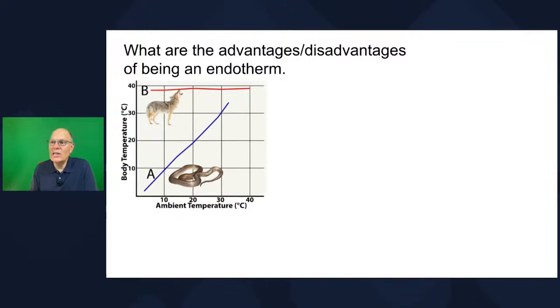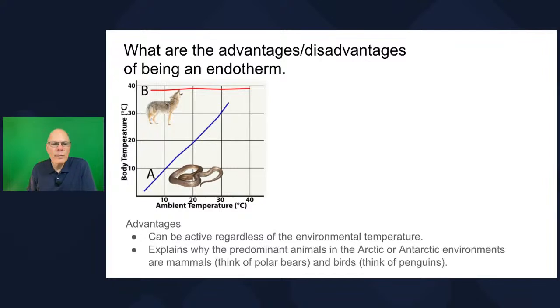Well, what are the advantages and the disadvantages of being like us or the birds? Well, the advantages are that we can be active regardless of the environmental temperature. And that explains why the predominant animals in the Antarctic or the Arctic are mammals. So think of polar bears or seals or things like that. And birds in Antarctica. Those are mostly terrestrial, but if you think about the non-fish-like animals that live in Arctic waters, those tend to be mammals or birds. Now, of course, you might be wondering, well, what about fish? Fish have a whole variety of adaptations that enable them to remain active even in relatively frigid waters. So that's yet another thing.